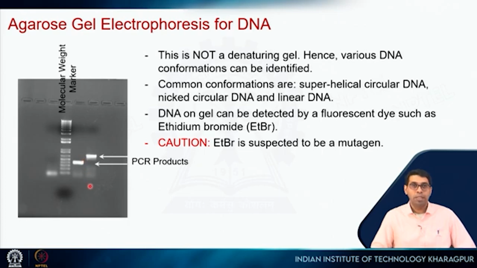So, this is one example that is shown. This is a molecular mass marker, just like the protein ladder. This is a DNA ladder, and you have done some polymerase chain reaction and you want to see whether it is there or not. If your PCR has worked, you will see these bands which are at the correct or the expected size.